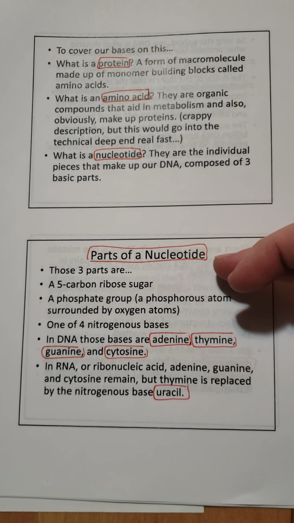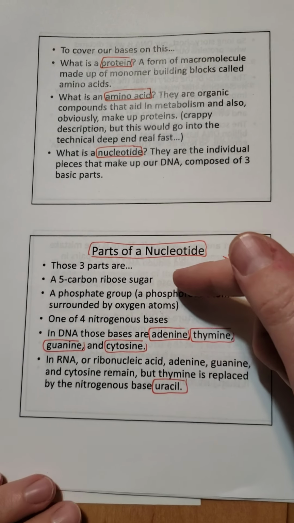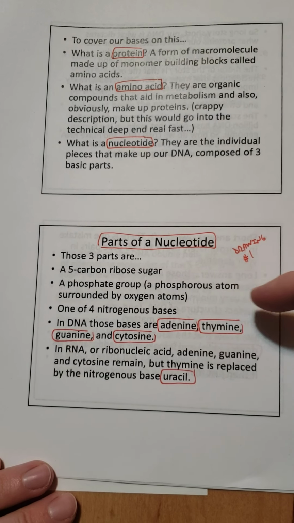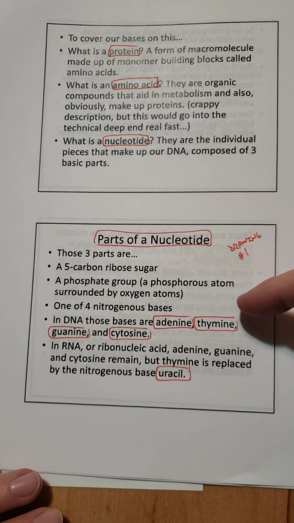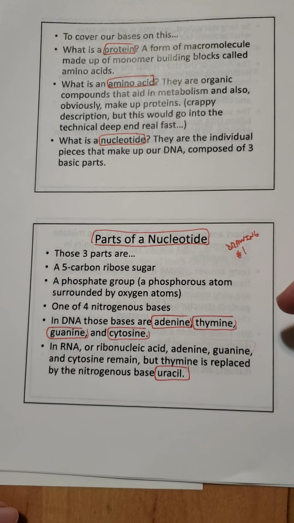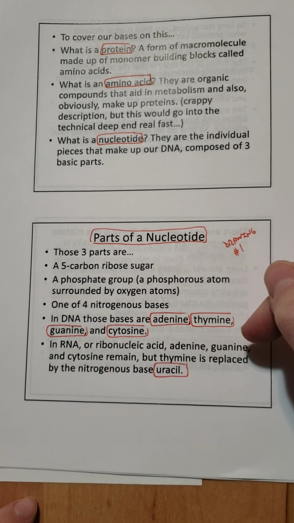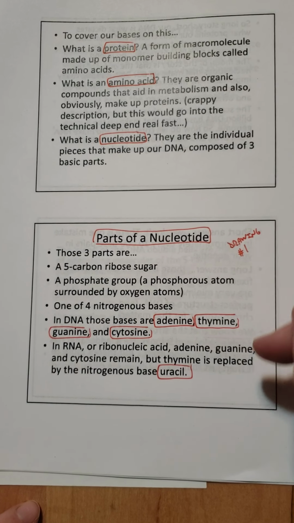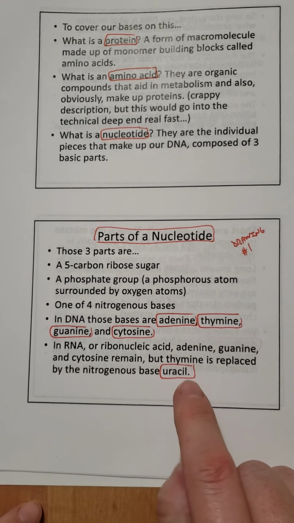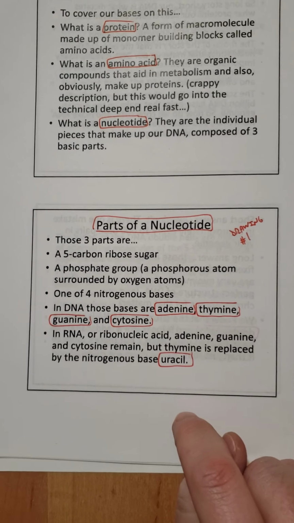So, talking about those parts of a nucleotide, and this is going to be the first drawing we're going to look at here. Those parts are a 5-carbon ribose sugar, which in DNA is called deoxyribose. A phosphate group, which is a phosphorus atom that's surrounded by oxygen atoms. I don't necessarily care that you know that, but if you wondered, that's what it is. And then one of 4 nitrogen bases, which in DNA are adenine, thymine, guanine, and cytosine, and I think that those words should be familiar to you. If you've heard of uracil before, that is used in RNA, and it replaces thymine. So where thymine would be in DNA, in RNA it'd be uracil.